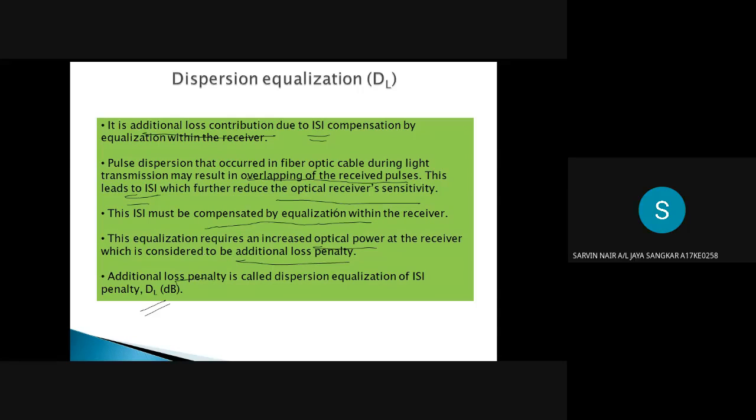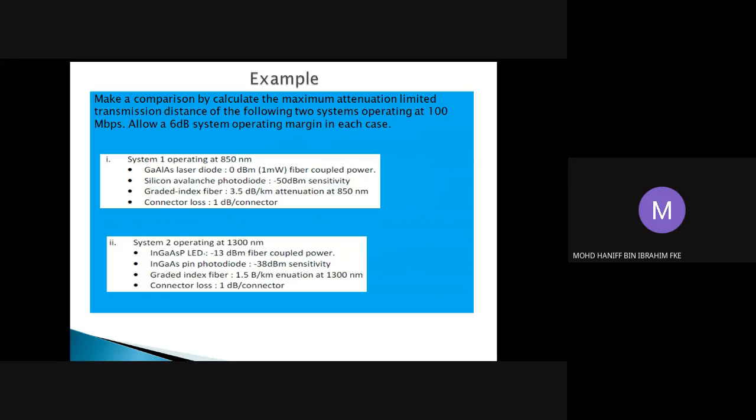No, Doctor. Okay, if there's no question, I think we can now proceed with the example on the power budget analysis, just to ensure that you really understand these issues. In this example number 1, we need to make a comparison by calculating the maximum attenuation limited transmission distance of the following two systems operating at 100 megabit per second. In this particular case, we are allowing a 6 dB system margin.